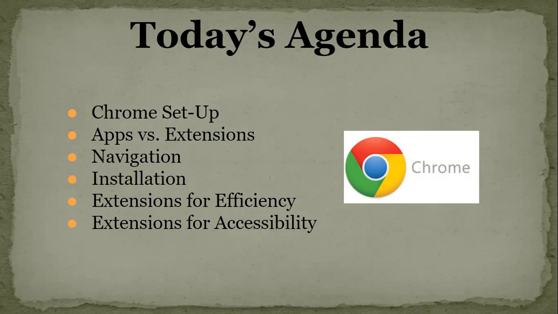This is Google Chrome Apps and Extensions 101, and we're going to start off today by covering the agenda. I'm going to talk about some Chrome setup, the differences between apps and extensions, then basic navigation and how to actually install extensions. Then I'm going to give you suggestions for really specific extensions for efficiency and then for accessibility.